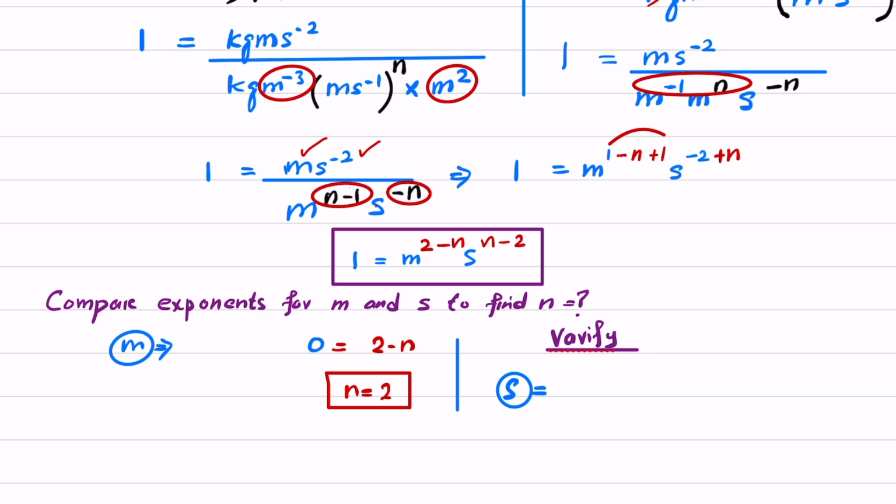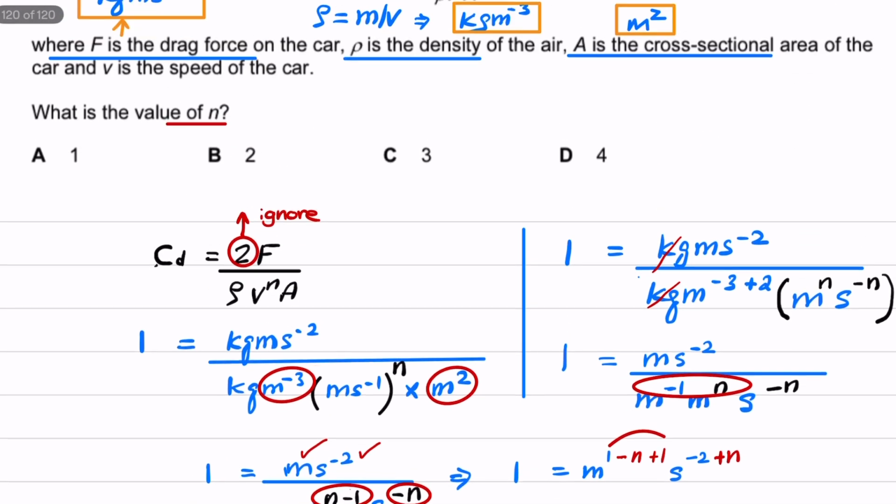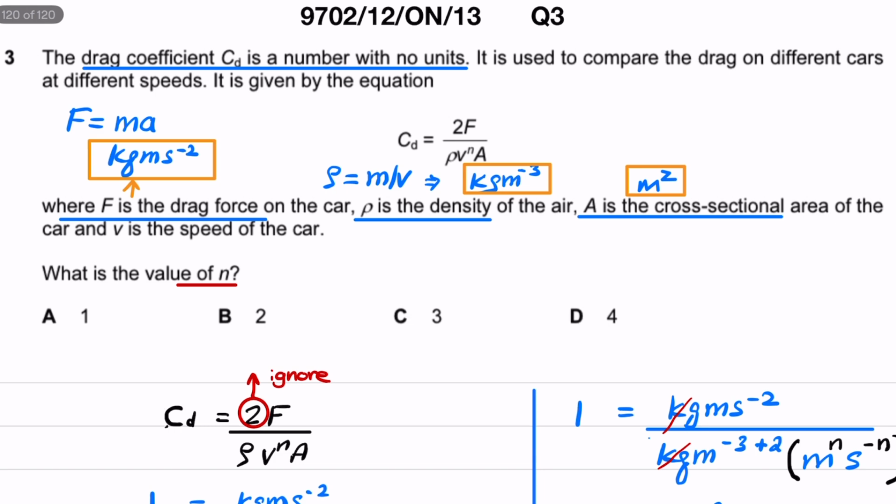On the right side, s has the power of n minus 2. On the left, it is 0. Take 2 to the other side and it will become equal to 2. This means that you have the same value for n for two different, sorry, units. So you can safely say that your answer is correct. So let's check the options. Simply you have 2 as your answer. So 2 is your answer.